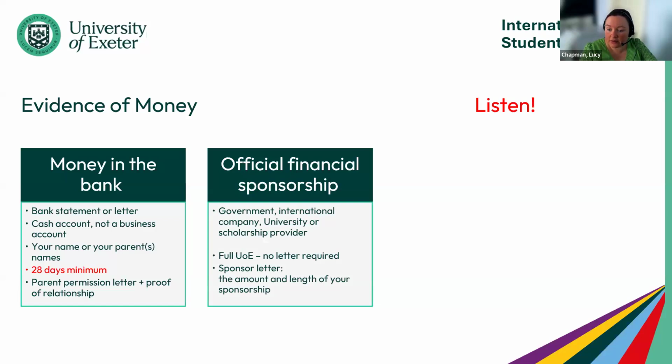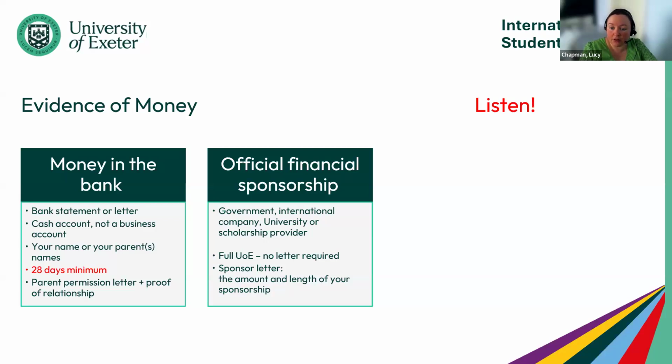Another way to evidence your money is through official financial sponsorship. This can be from a government, an international company, the university, or another scholarship provider. If you are fully sponsored by the University of Exeter with a studentship, this will be listed on your CAS statement and you will not need a scholarship letter. But for everyone else who is receiving a scholarship, you will need a letter from your sponsor.